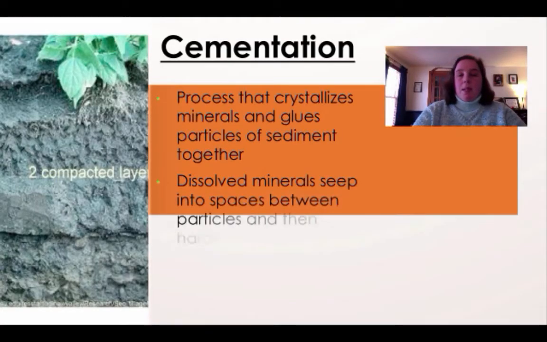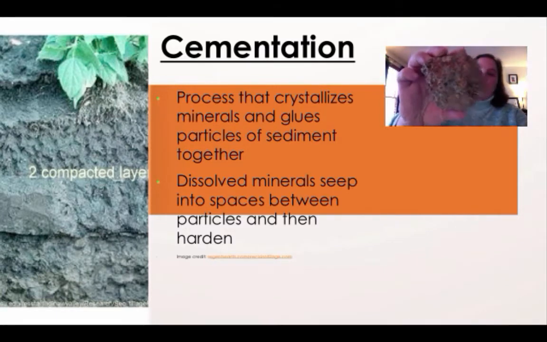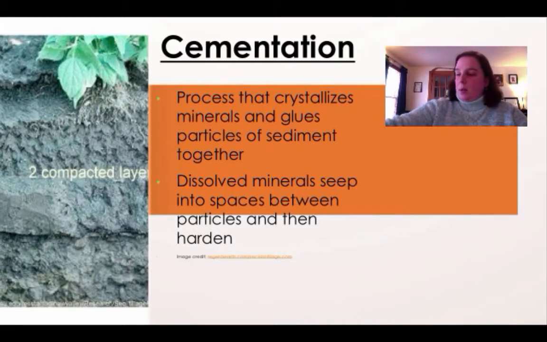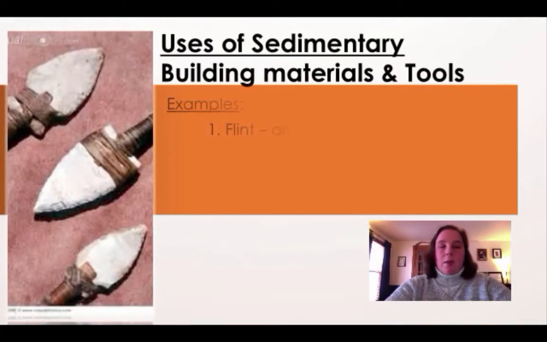So let's talk about sedimentation. Sedimentation is the glue that glues all different particles of sediment together. And if you look here, you can see I have a bunch of, hopefully you can, rocks and pebbles that all look to be glued together. And it hardens into a rock.